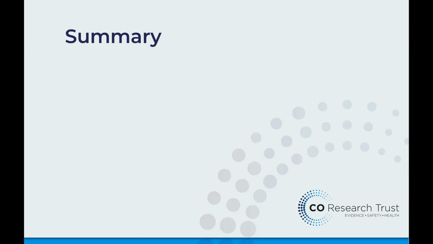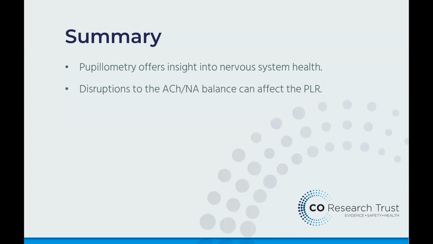To bring a close to this section of the presentation, let's look at the key points of why pupillometry would be a good biomarker. So we know that pupillometry offers insight into nervous system health, specifically that of the parasympathetic and sympathetic arms of the autonomic nervous system. We know that disruptions to the acetylcholine and noradrenaline balance can be reflected in the pupillary light reflex. And we do know that even at low concentrations, carbon monoxide intoxication can impair central nervous system function.